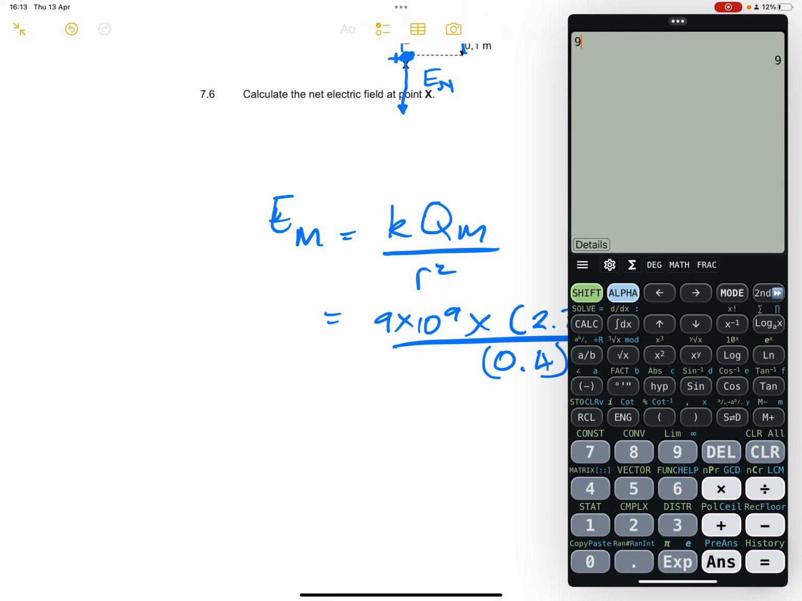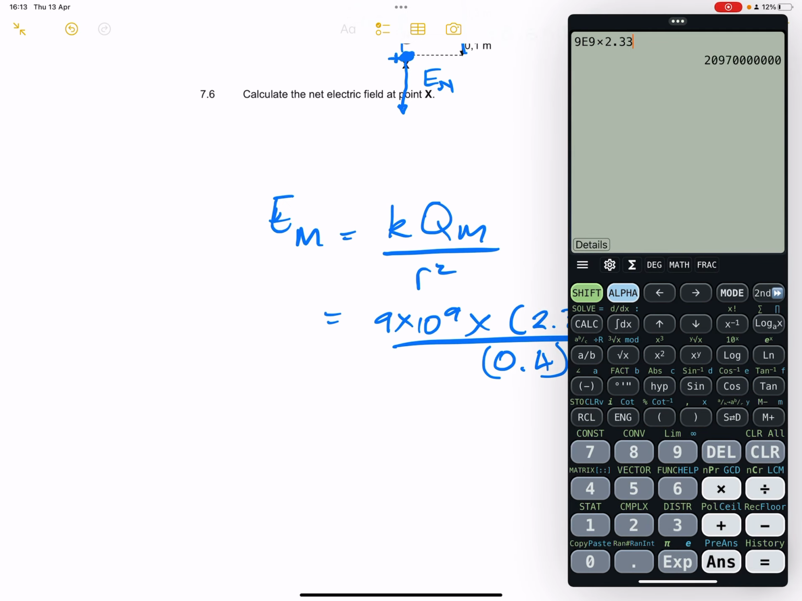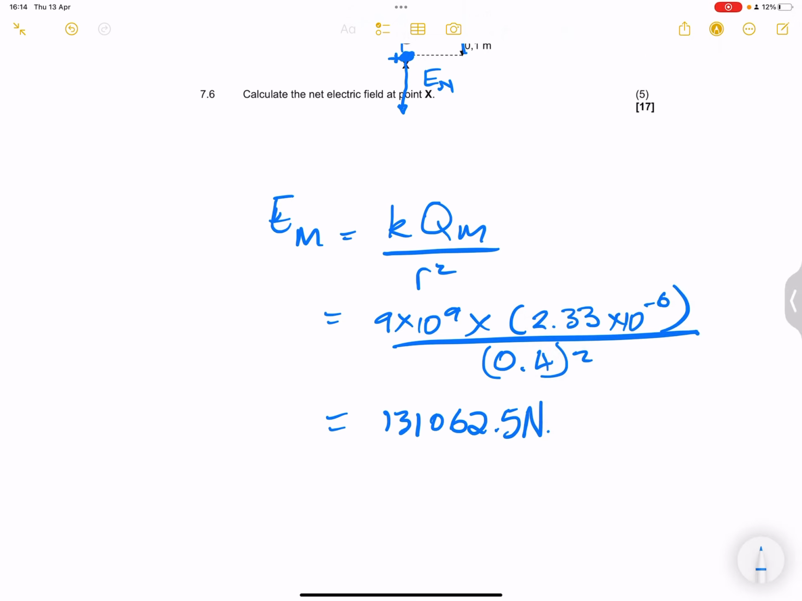So we said that's 9 exponent 9 multiplied by 2.33 exponent negative 6, and all of that divided by 0.4 squared. Okay, so I get a value of, let's just write it nicely, 131,062.5 newtons per coulomb. Sorry about that. So that's going to be newtons per coulomb.